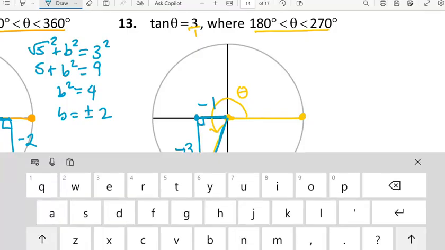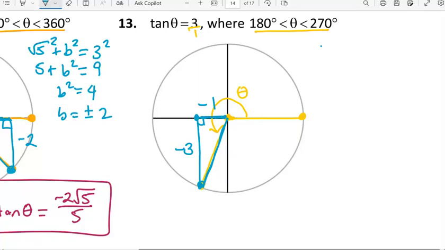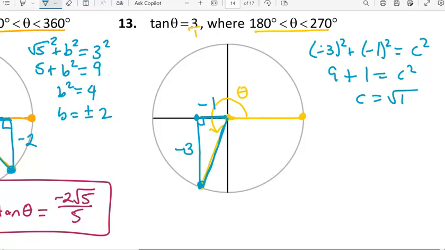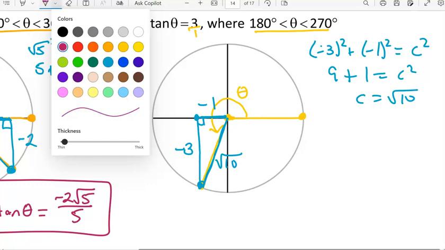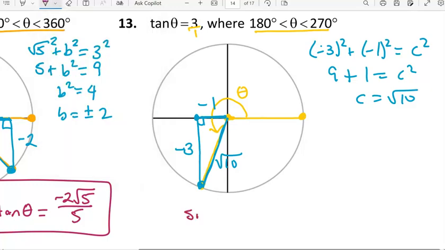Now we need to do the Pythagorean theorem, and this negative 3 squared plus negative 1 squared is equal to c squared. So 9 plus 1 is equal to c squared, and c is the square root of 10. So our hypotenuse is the square root of 10. Now we need to find, once we've got the diagram finished, the other two trig ratios. So we need to find the sine and we need to find the cosine of theta.